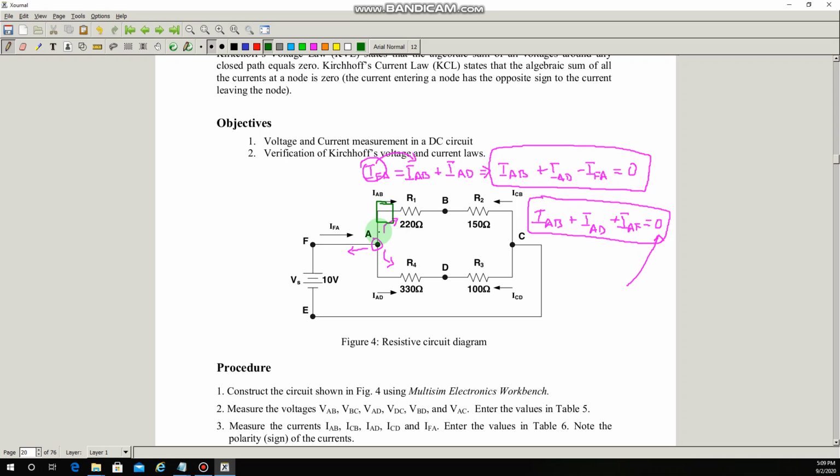What does that mean? It means one of the terminals of the ammeter should be connected to node A and the other terminal should be connected to the node of resistance R1. In this way, the path will remain intact and the current that is flowing from A to B will actually be flowing through the ammeter, which will allow it to measure that current.